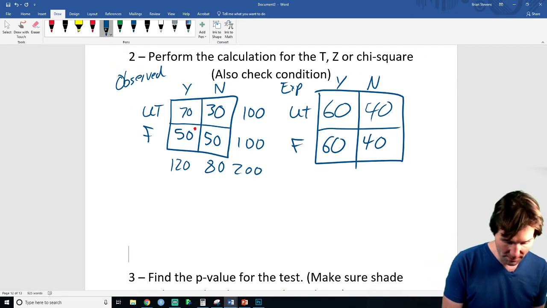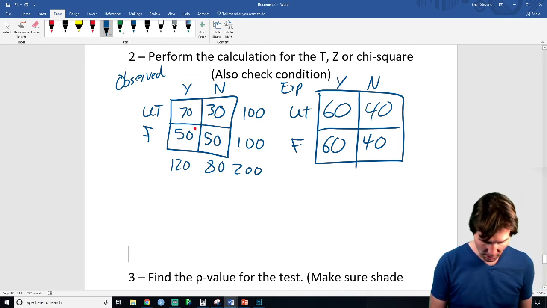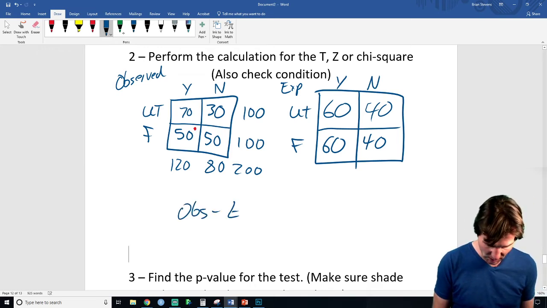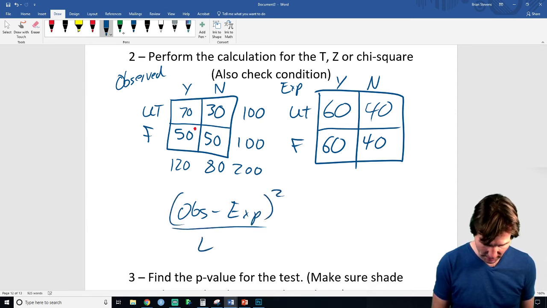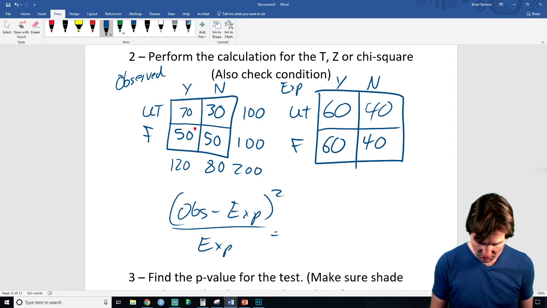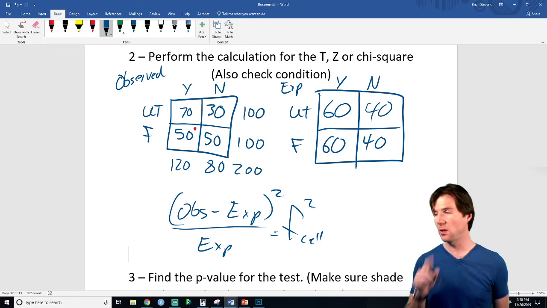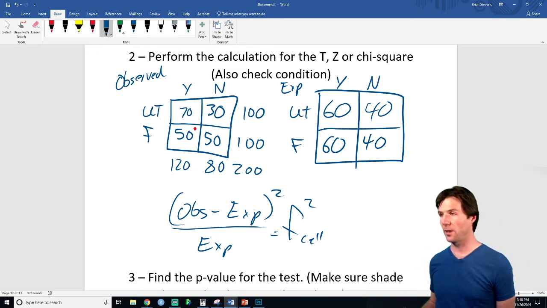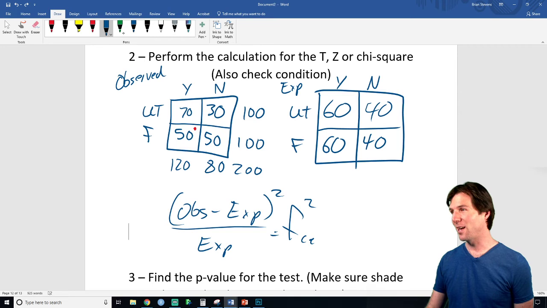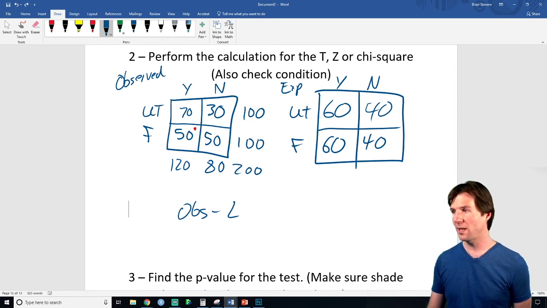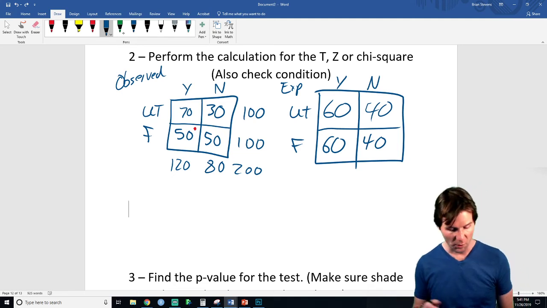We need to do the formula, which is observed minus expected, quantity squared, over expected. This equals a cell chi-squared. Observed minus expected squared over expected is equal to a cell chi-squared, which means, yay me, and we don't write test questions this long usually, I have to solve out all of these. So I'm going to write out this for you to see right here. We're just going to do a little practice of it.